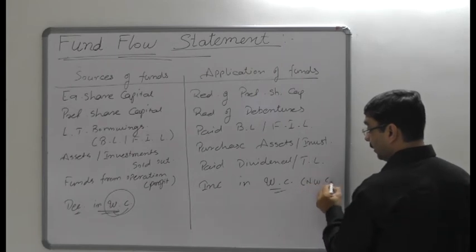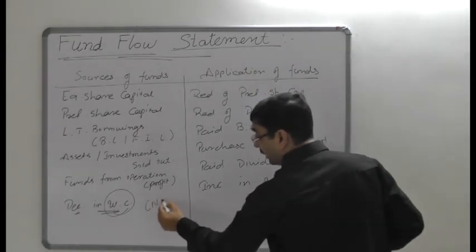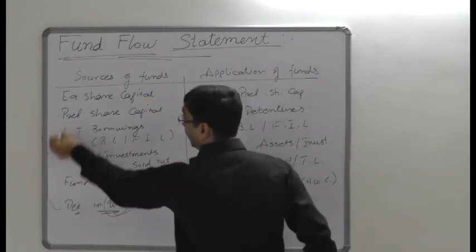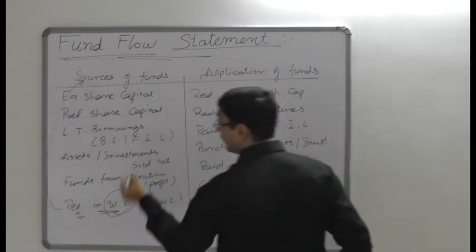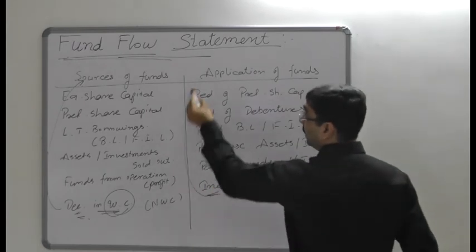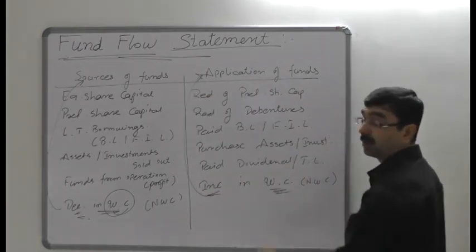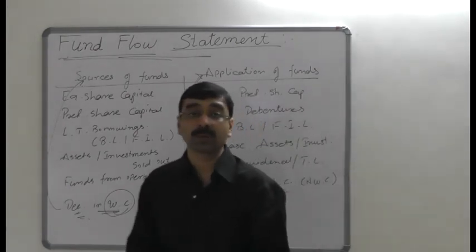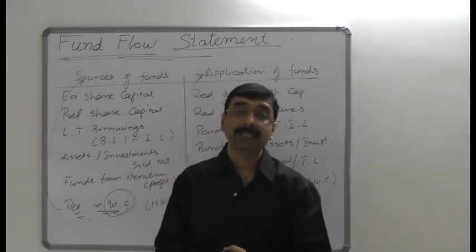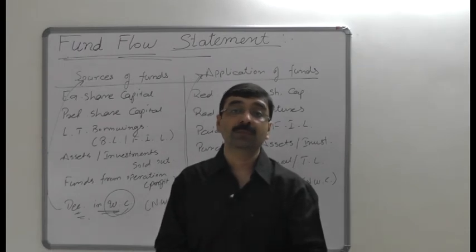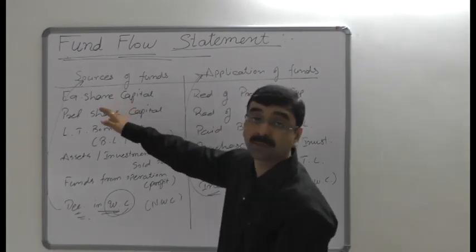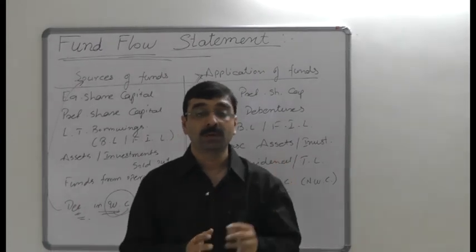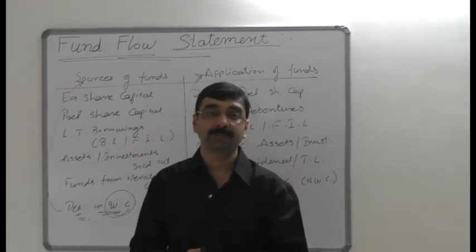Then increase in working capital, rather net working capital. Here also, if the net working capital decreases, it would be considered as a source. In the case of decrease in working capital, it's a source. But in case of increase, it's a part of application of funds. So these are the items that would be recorded in case of increase and decrease and changes of flow of funds in the sources and application of funds. So this is a pro forma of a fund flow statement.